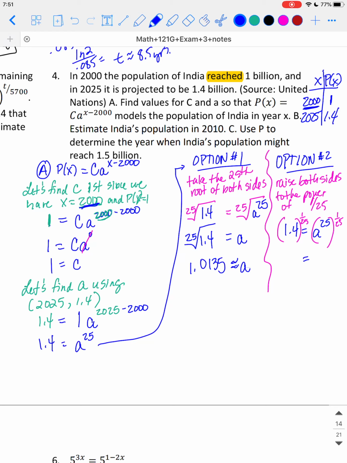On the right hand side, raising a power to a power, we multiply. So 25 times 1/25 is going to give me power of 1. So A to the power of 1 is just A. And this is going to be 1.4 to the power of 1/25. And if you do that in your calculator, you're going to get approximately 1.0135.